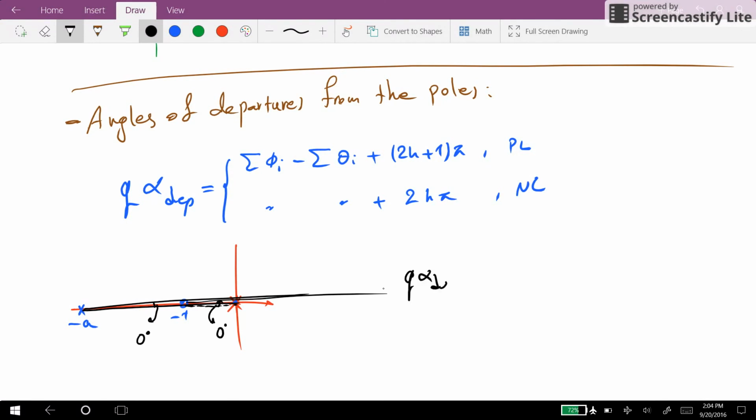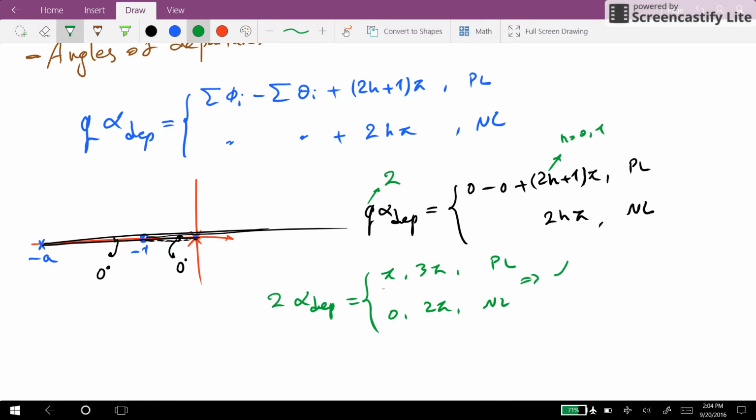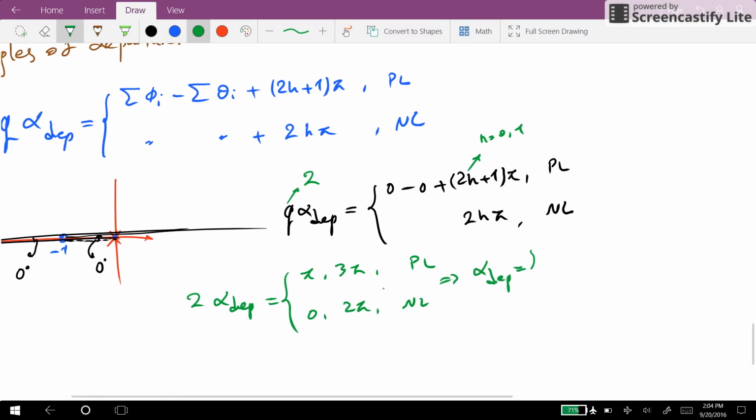So q times alpha departure, therefore, will be equal to the sum of phi i, which is 0, minus the sum of theta i, which is 0, plus (2h plus 1) pi for the positive locus and 2h pi for the negative locus. And since we have two poles here, h will be equal to 0 and 1, and q is equal to 2. So 2 alpha departure is equal to pi, 3 pi for the positive locus, 0, 2 pi for the negative locus. Or in other words, alpha departure is equal to pi over 2, 3 pi over 2 for the positive locus, 0 and pi for the negative locus.